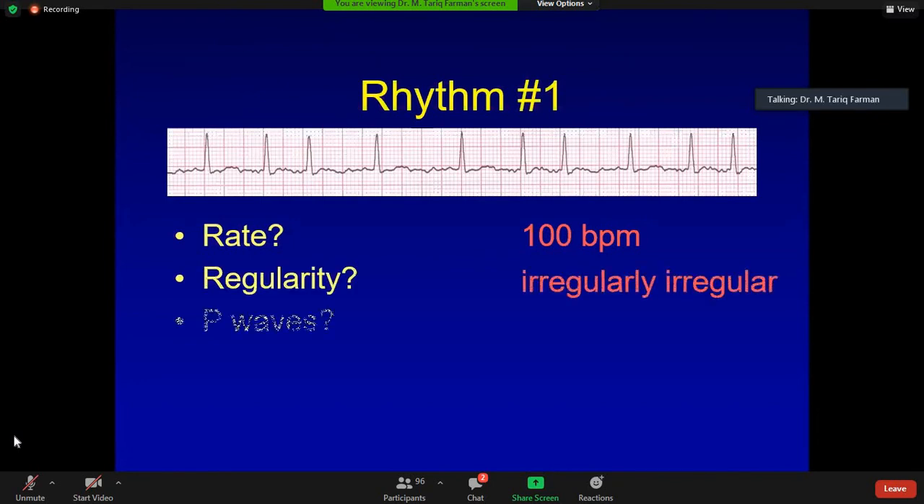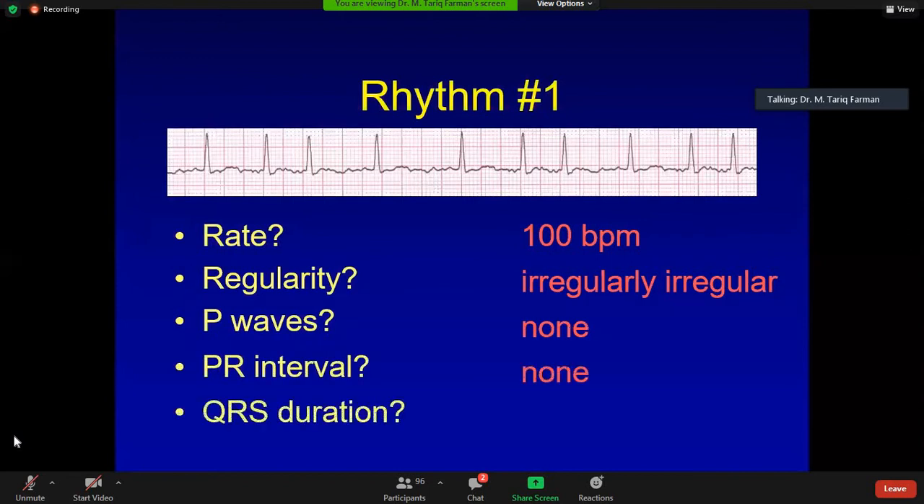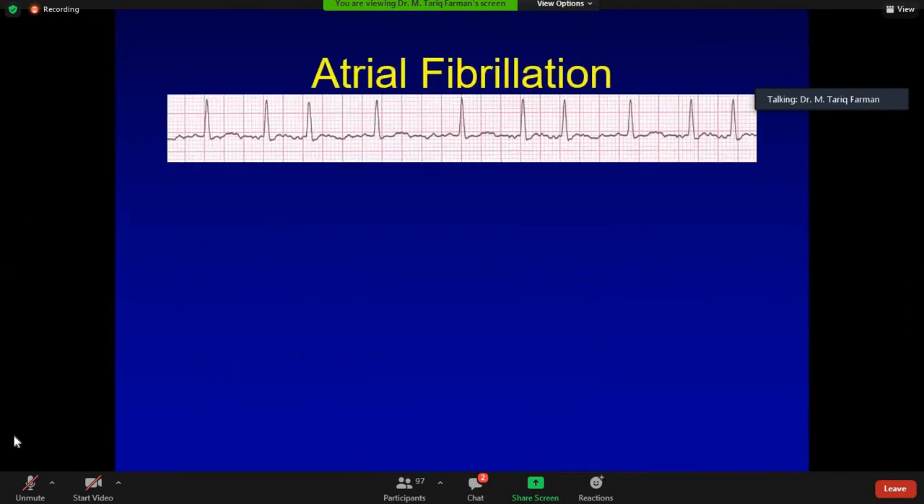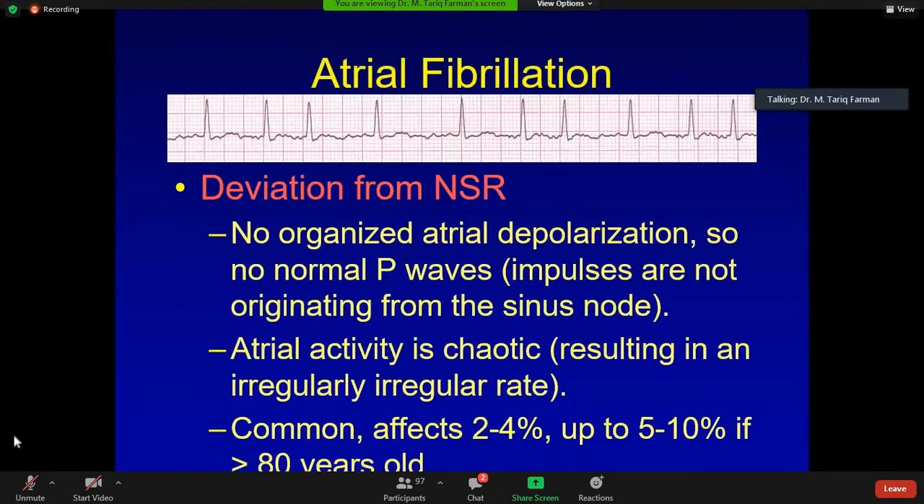Rhythm is irregular, P waves absent, P interval is none, QRS duration looking normal. Interpretation: atrial fibrillation. This is a very common type of arrhythmia, and day in and day out we have to encounter this arrhythmia, atrial fibrillation. You must know about this, and you should be able to diagnose atrial fibrillation over the ECG.